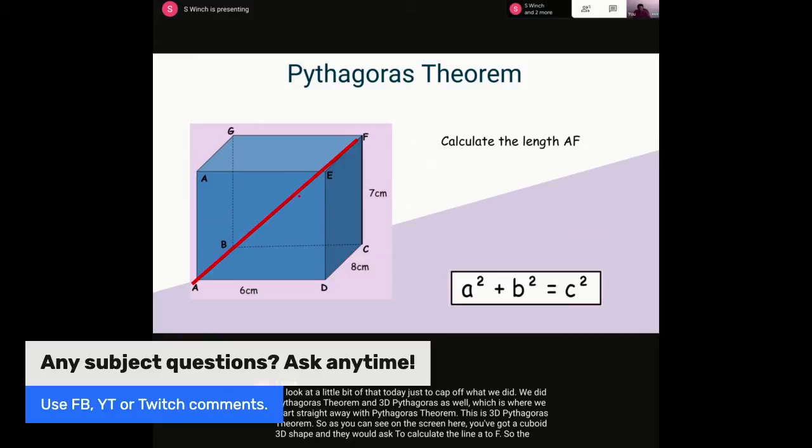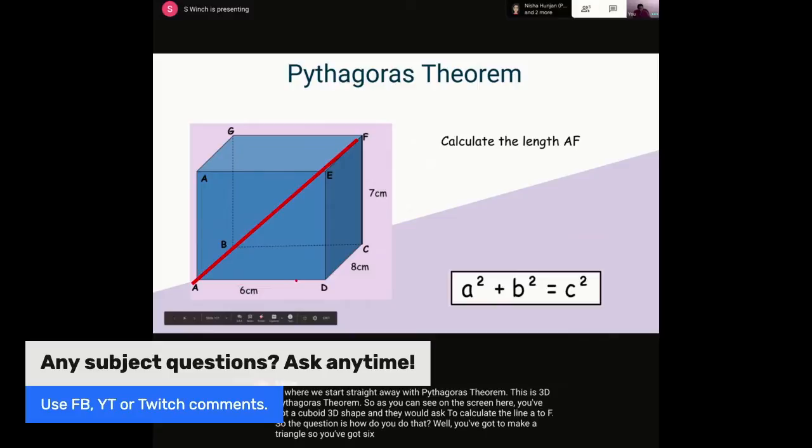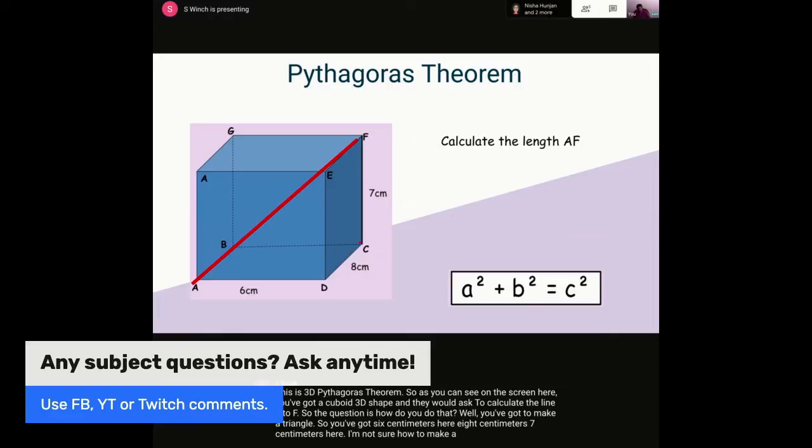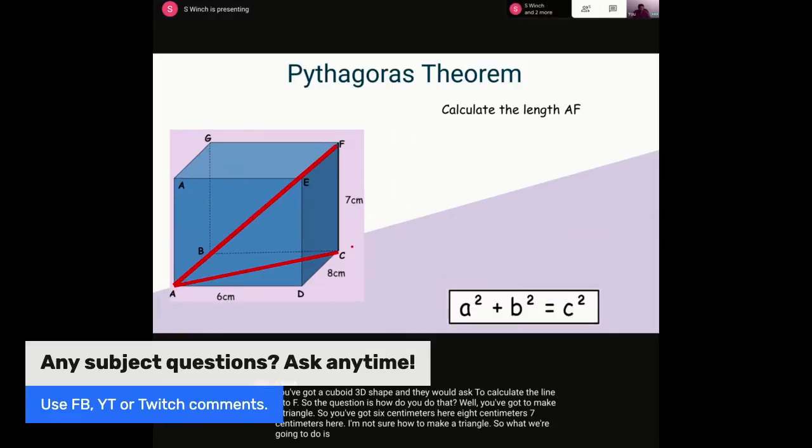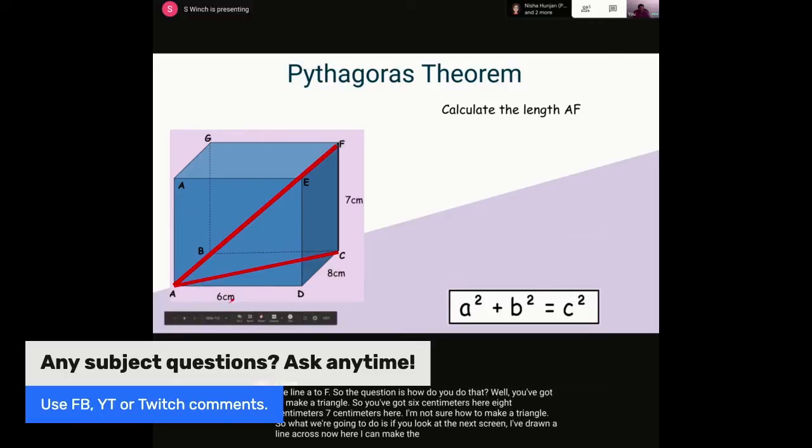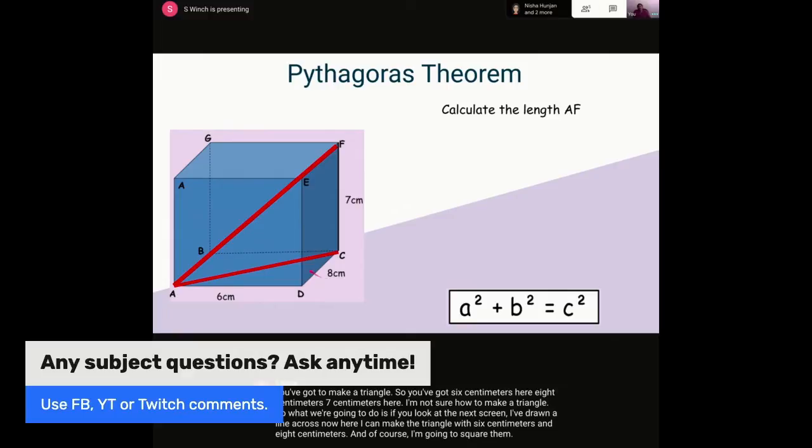So the question is, how do you do that? Well, you've got to make a triangle. So you've got 6 centimeters here, and 8 centimeters, and 7 centimeters here. I'm not sure how to make a triangle. So what we're going to do is, if you look at the next screen, I've drawn a line across. Now here I can make the triangle with 6 centimeters and 8 centimeters. And of course, I'm going to square them. And then that would give me a number here that I can find the square root of.